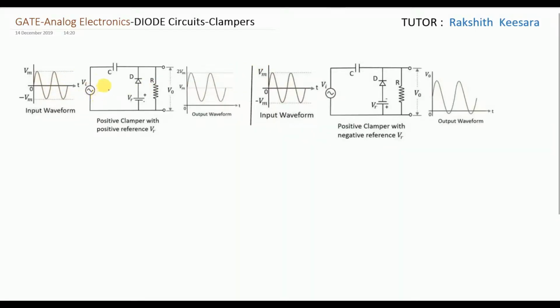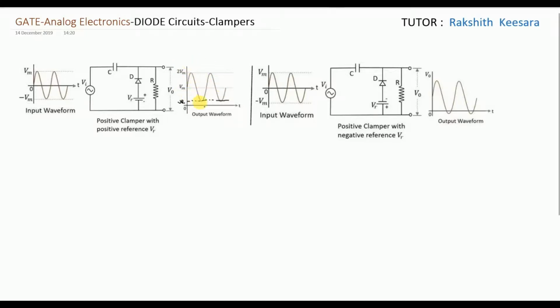So if you see this example, what is the first step? See the direction of the diode. It is pointing upwards. So we should draw the same waveform above the reference voltage VR. Observe the output waveform. This is the reference voltage VR. So we are drawing the same waveform above the reference voltage. But there is a small mistake here, guys. Check what it is.